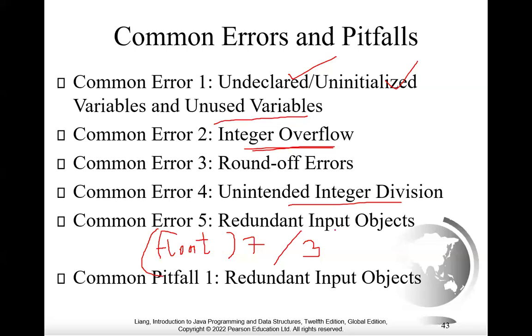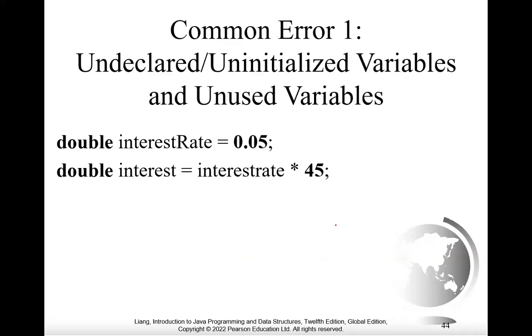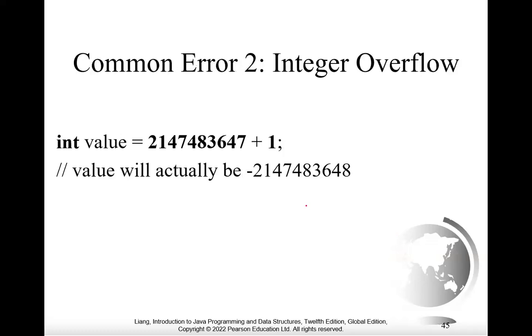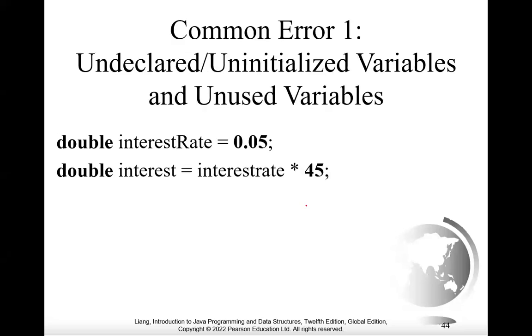Redundant input objects. Okay, this is not so common, but here is what it means. You made use of Scanner. You created an object from Scanner, but actually you're not collecting anything from the keyboard. So you just wasted the input object from Scanner. It is a possible mistake, but it's not a common mistake. You can avoid it. Okay, so here are examples of them all.